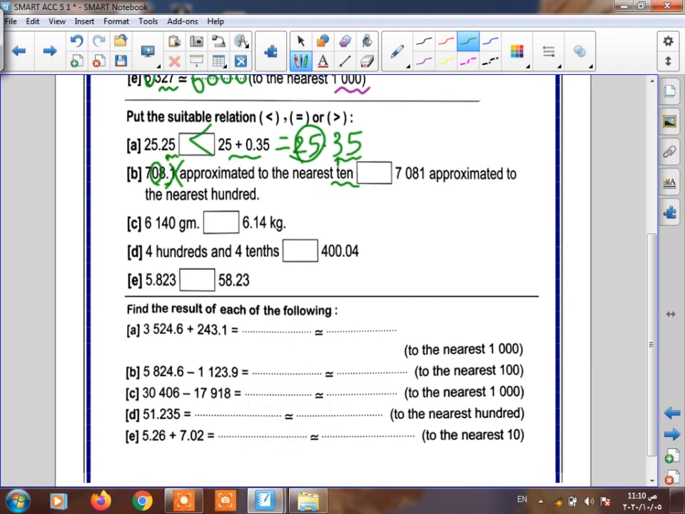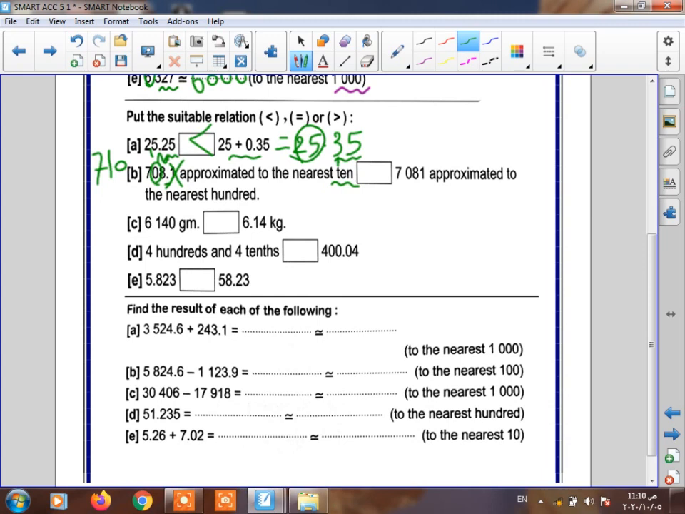How many digits before the circle? One digit. Change it into 0. Then look at it again. From which group? 8. 8 is from 5 or more. Add 1 more. Add 1 more to what? To the circled 1. 1 plus 0 equals 1. Will 7 change? No, 7 becomes as it is. So the number approximated to the nearest 10 becomes 710. Move to the next sign.